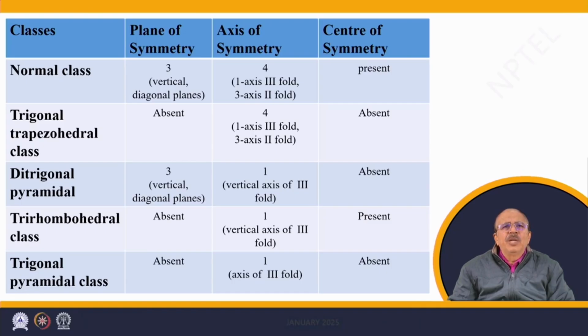Whereas in the trigonal pyramidal class, the plane of symmetry is absent, the axis of symmetry is 1, and the center of symmetry is absent. So this is the details about the different classes of the trigonal division.